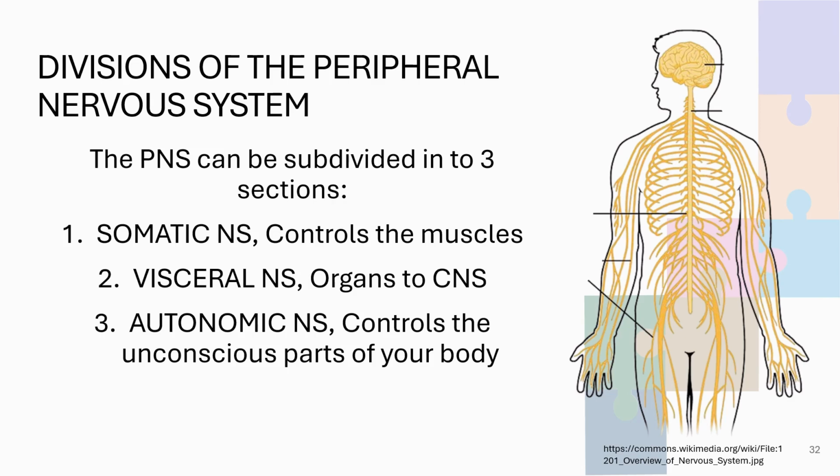And then third, we have the autonomic nervous system. And auto really means self, right? Self-control. We'll break this down a little bit later. But it really controls those things that are unconscious to you. They're not the things that you think about, but are still happening inside of your body moment to moment.